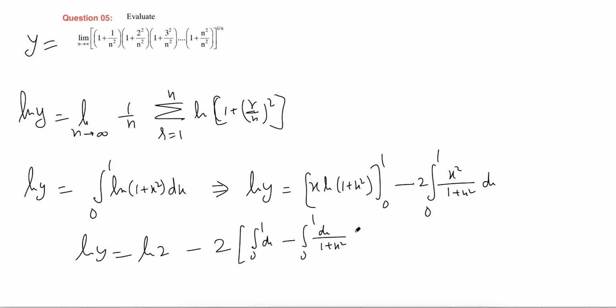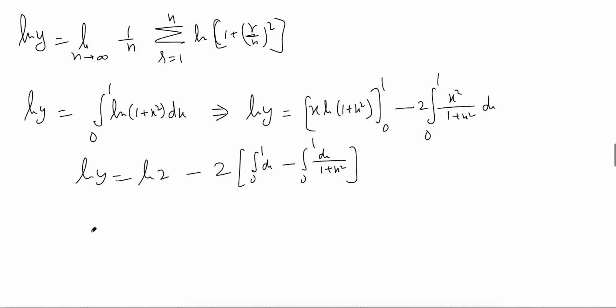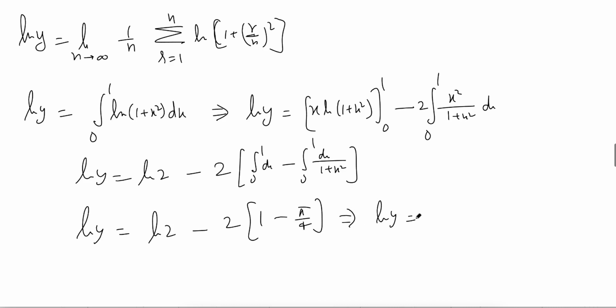Did you understand what I did? So we'll get ln y is equal to ln 2 minus 2 times x from 0 to 1, minus, this is pi by 4 I guess, tan inverse x, so that will be pi by 4. So ln y is equal to ln 2 minus 2 plus pi by 2. So y equals e power ln 2 minus 2 plus pi by 2. Something like this will come, if I didn't make any calculation mistake.